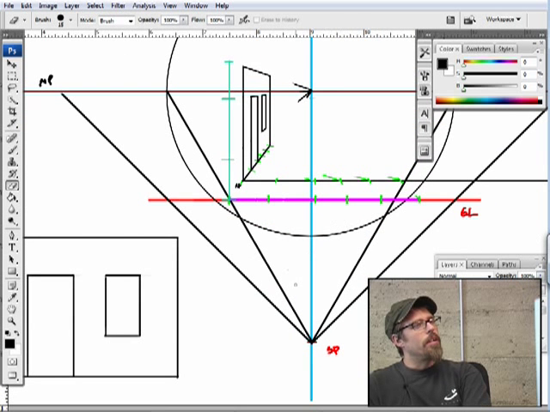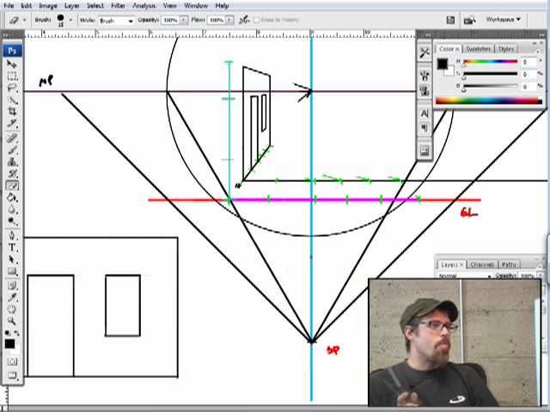We're going to go ahead and I'm going to make a painted sketch and show you how to take the ideas of perspective and actually use them in picture making. And this, to me, is really the heart and soul of perspective.